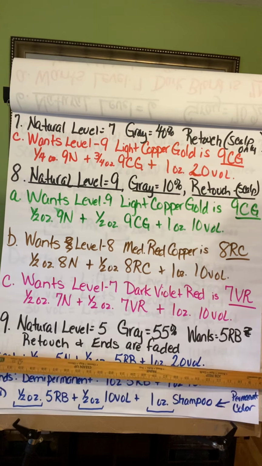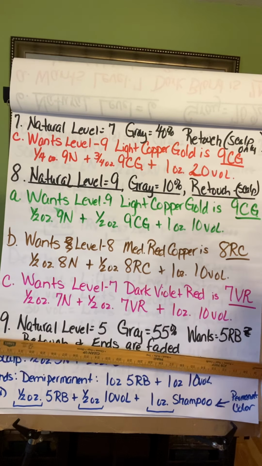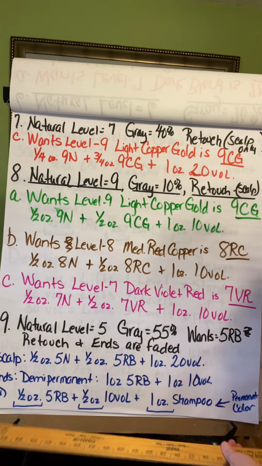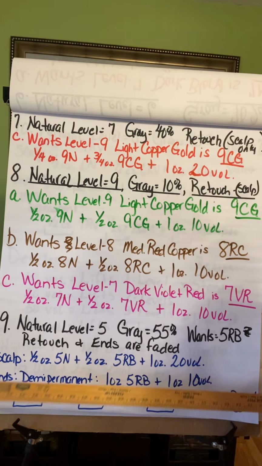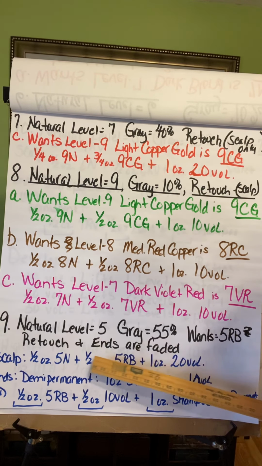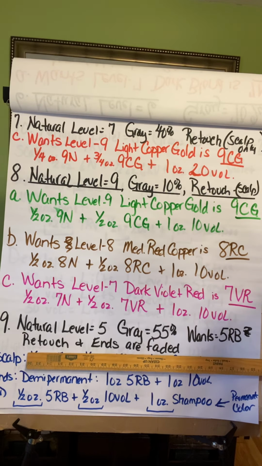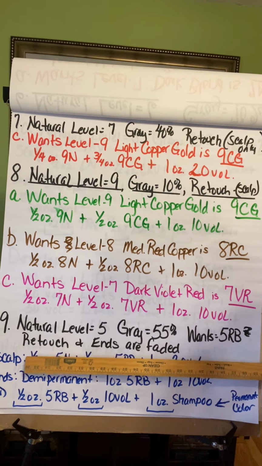So look, when the retouch and the ends are faded, she's already come in last month and got her hair done. And so she's growing out from the scalp, so you're seeing that gray that she has in her hair, which is 55%. The ends are already the level that she wants. They're just faded. So you're just making them a little bit more vibrant.